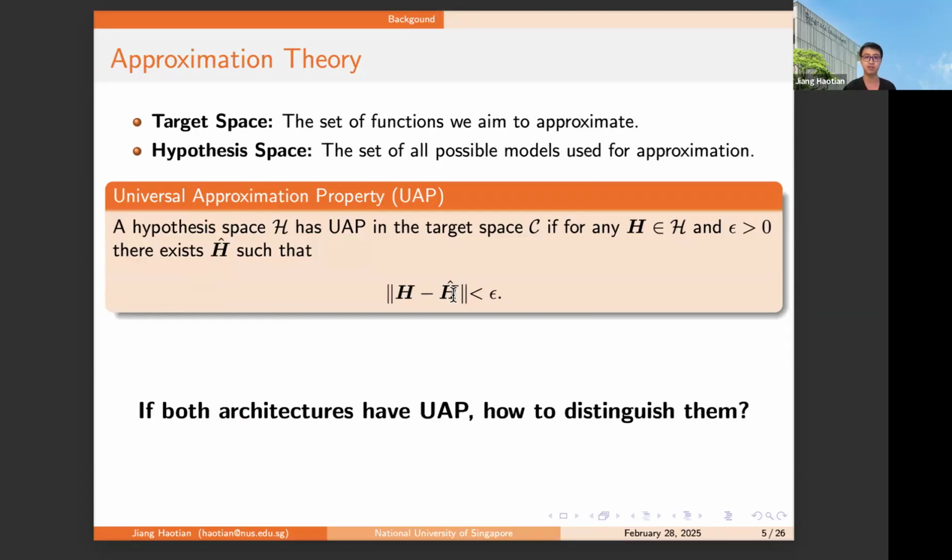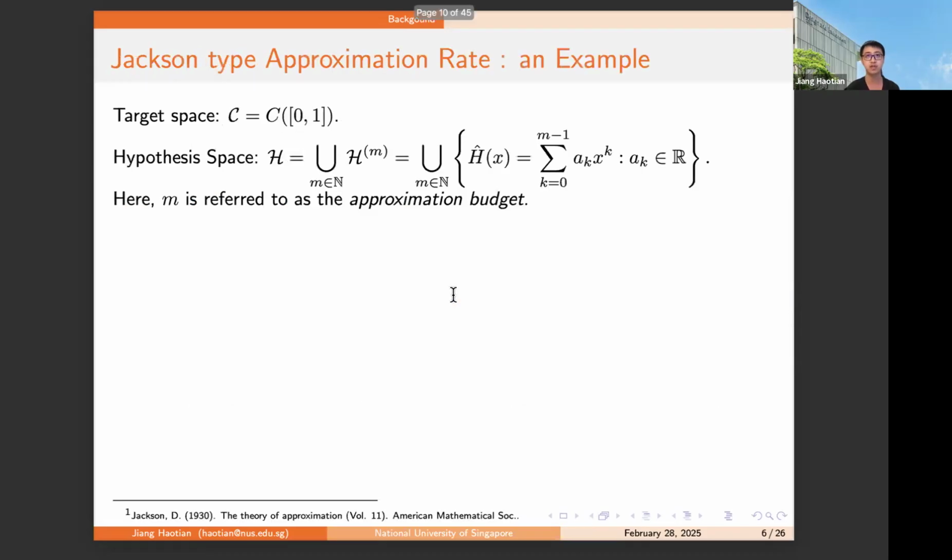They can approximate all the continuous functions, but how do we know what's the difference? So in order to answer this question, we consider the approximation rate. Here we consider approximation of continuous functions using polynomials as an example. The target space we consider is the continuous functions defined on the interval 0 to 1. And the hypothesis space is all the polynomials. Here m we call the approximation budget, which is basically the order of the polynomial, the number of parameters.